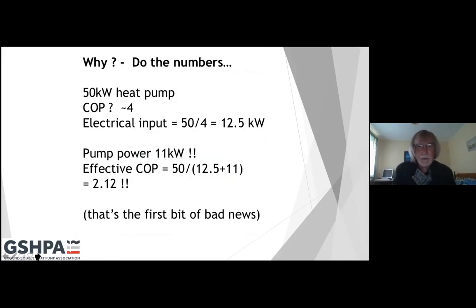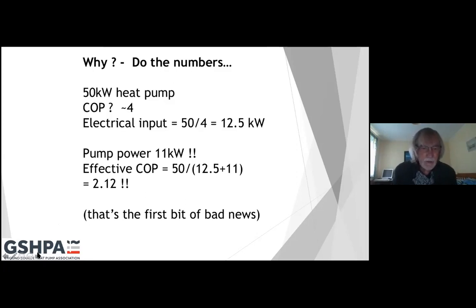Now, if you look at the numbers on this, it was for a 50 kilowatt heat pump. So let's say it had a COP of about 4, and the electrical input to that system was 12.5 kilowatts. The pump was rated at 11 kilowatts electrical. So the COP now becomes 50 divided by 12.5 plus 11, a COP of 2.12. So you might as well have sold the customer an air source heat pump.